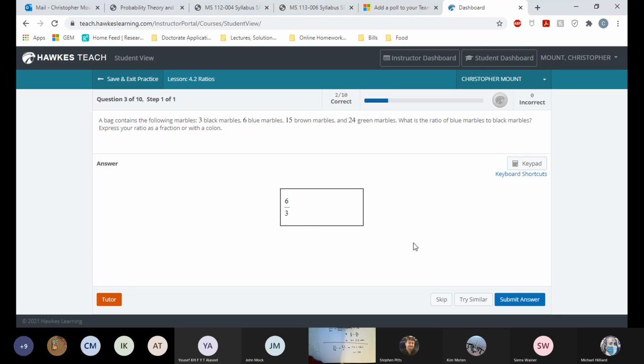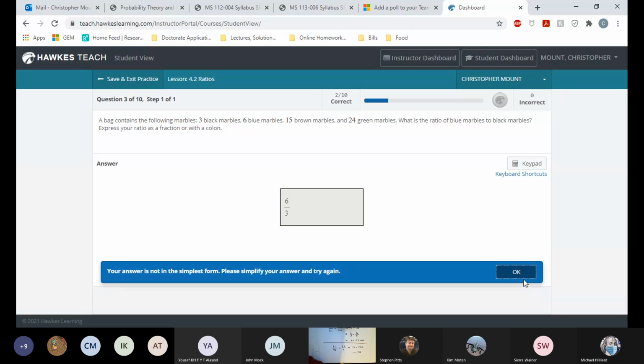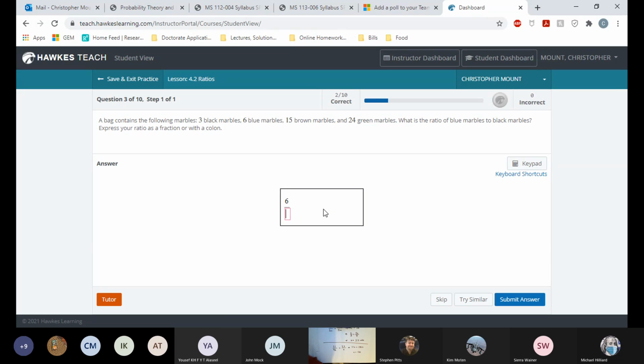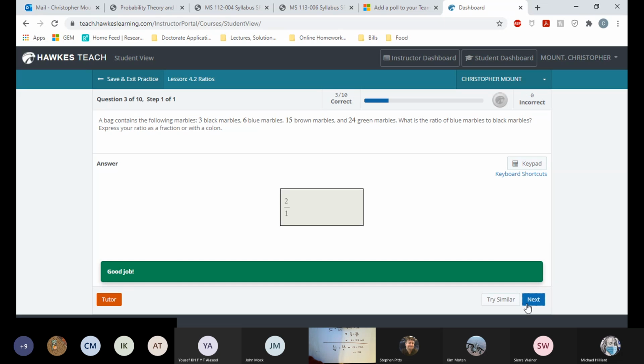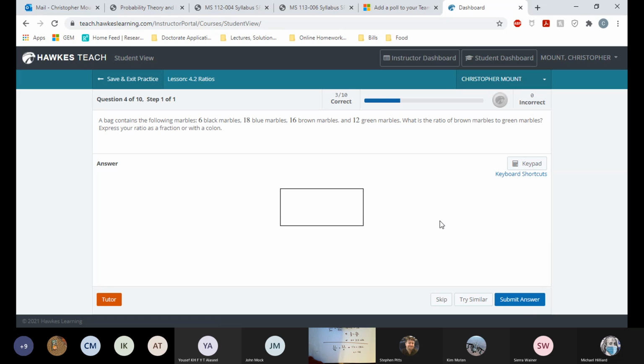So let's see what it does if I don't simplify it. Your answer is not in simplified form. So it's going to warn me that I should try to simplify my answer. So if I do that, what's it going to look like? It's going to be 2 to 1 because 6/3 simplifies to 2 to 1. And since they want it as a ratio, you won't just write it as a 2. You should have both numbers explicitly written. So 2/1. There we go.